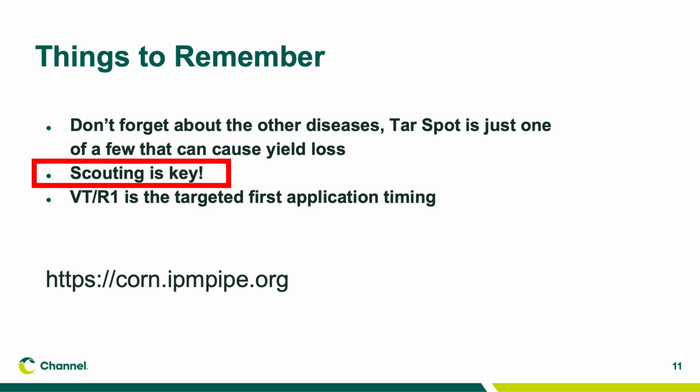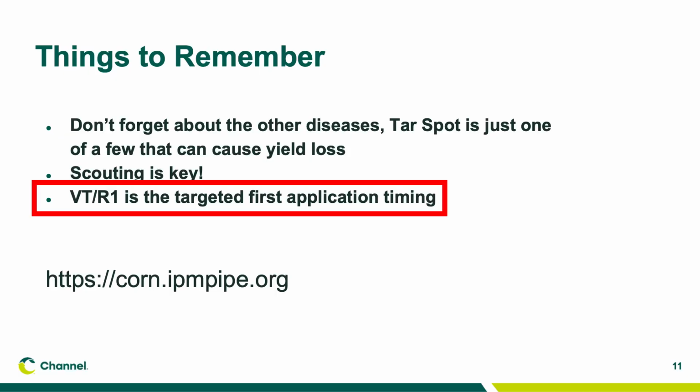The second thing, scouting is going to be key this year, especially with everything that's been going on with planting season getting drug out so late and the crops being in all different stages. Scouting your crops before that fungicide application is going to be very important. That way we know what disease we're looking at and how we need to manage it correctly. And then the third thing, ideally VT-R1 is going to be that target timing for that fungicide application. And if we need to go make a second, we're going to be shooting for R3.